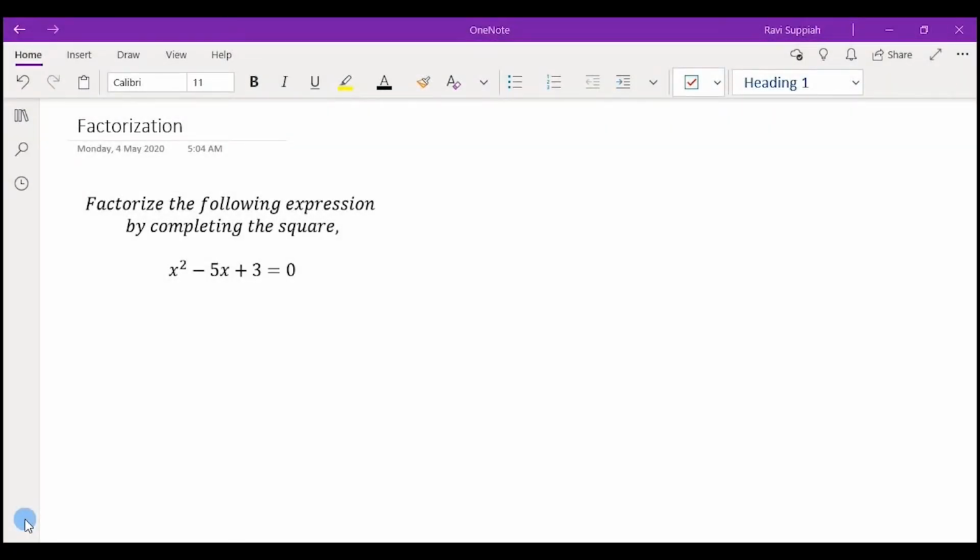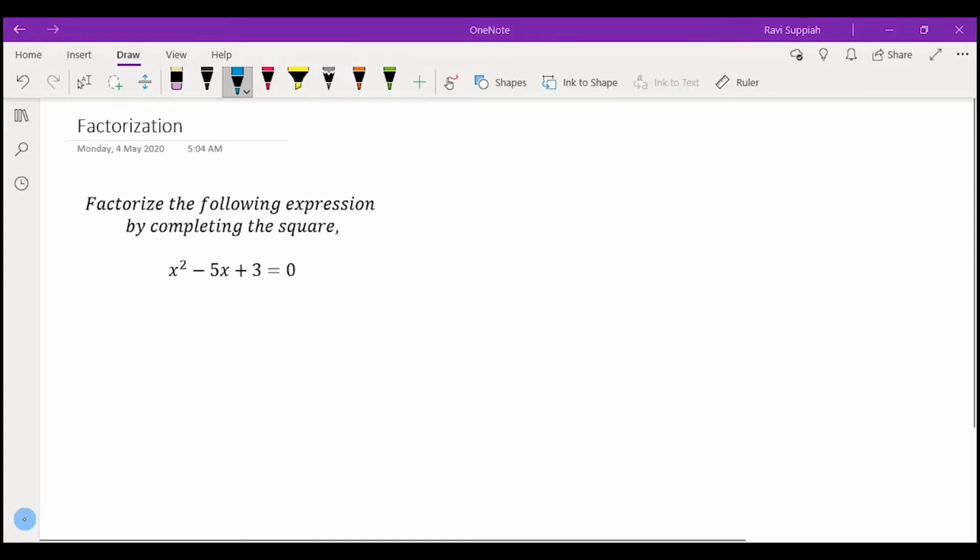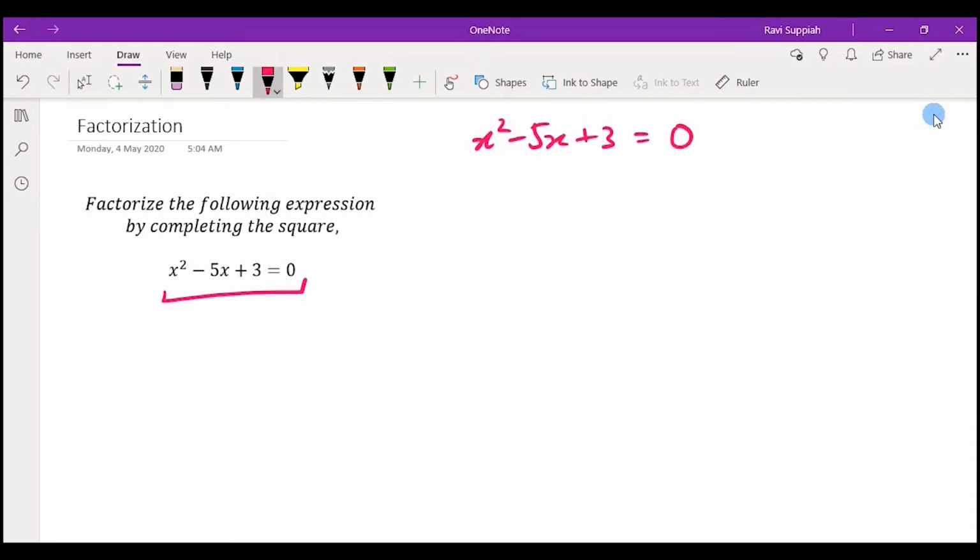In this question, we're going to be looking at factorization by completing the square. Let's look at this expression: x squared minus 5x plus 3 equals 0. To complete the square, we need to focus on the coefficient of the x term, which is minus 5.